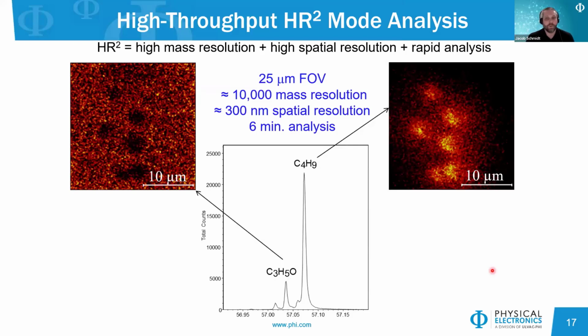Here's an example of how we can use the HR squared analysis mode. We have a sample of some droplets here, and our field of view is 25 microns. At a mass resolution of 10,000, we are able to resolve these two different organic elements, both at a unit mass of 57. With our high spatial resolution, we can image the 300 nanometer droplet size. And what's more, with our HR squared mode, we can operate under high primary ion current, which means we can conduct this analysis very quickly. This one took about 6 minutes.